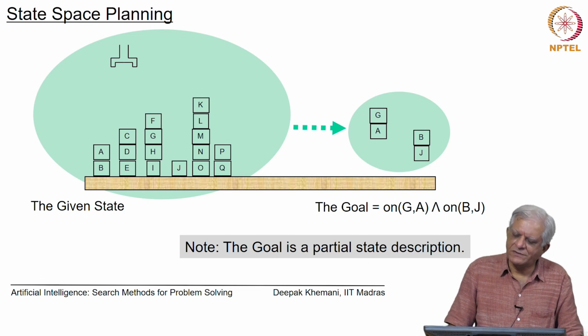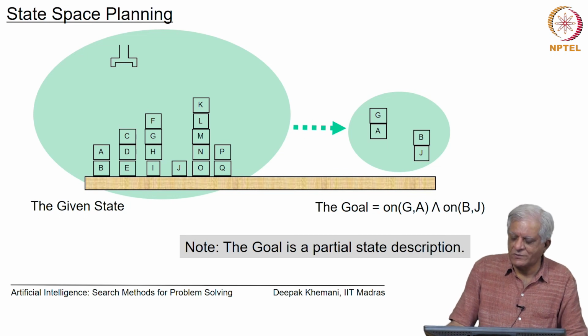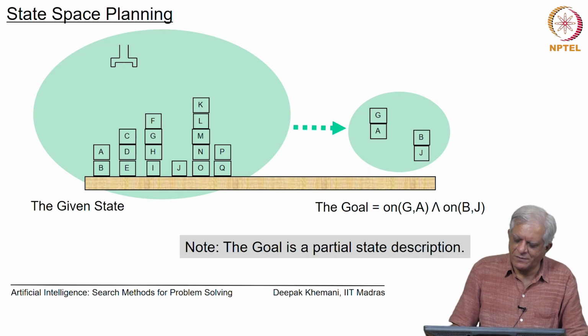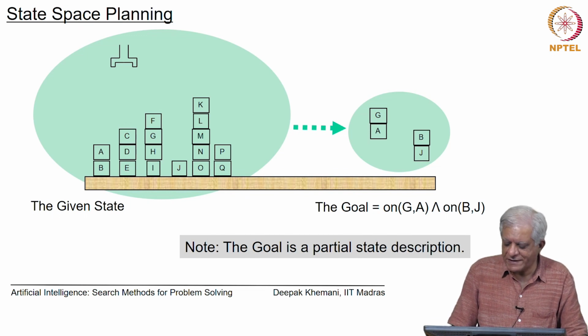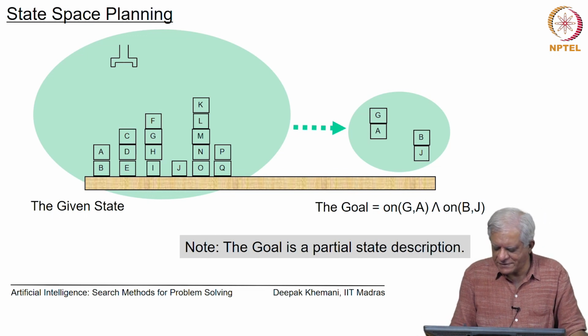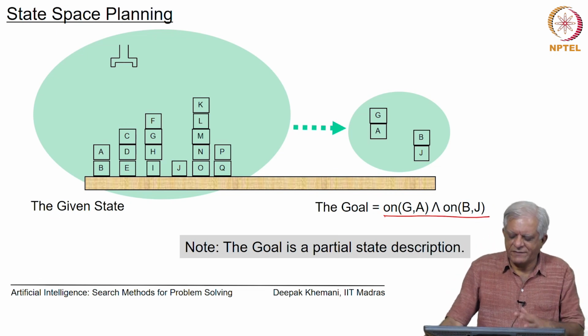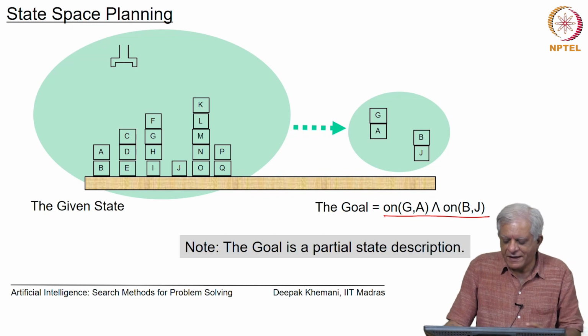We are not going to say that this is what is going to be true in the entire goal state. All we are saying in this small example is that block G must be on block A. We do not care where block A is, we do not care what is on top of block G, all that does not matter. The only thing we care about is that block G must be on block A, and also that block B must be on block J. So, our goal description is only these two predicates, on G A and on B J, and we do not care about the rest of the world, and this is something which is characteristic of planning.